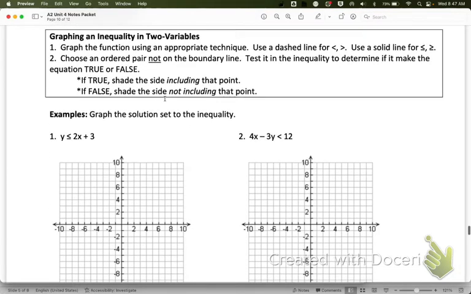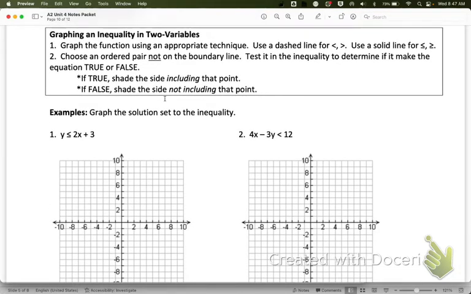Okay? So when we graph an inequality in two variables, you're going to graph the function using whatever technique is necessary. If it's a quadratic, deal with that. If it's a line, deal with that. Use a dashed line if it's less than or greater than, a solid line if it's less than or equal to or greater than or equal to.